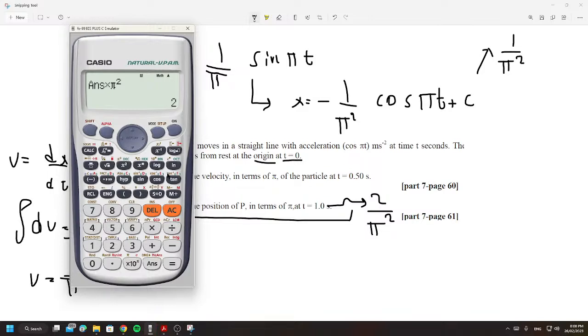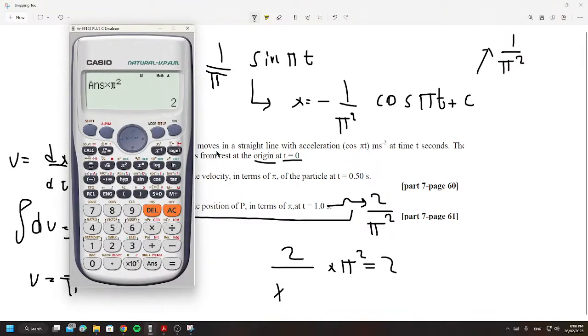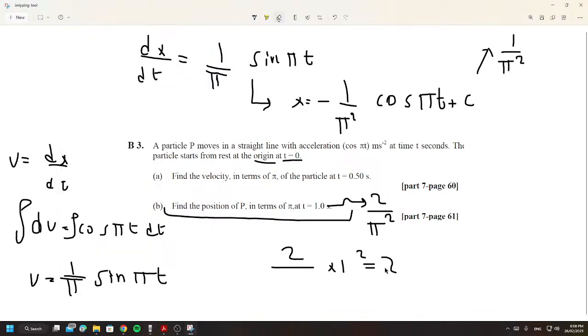So therefore it is 2 over pi squared. We multiplied something by pi squared to give us 2. In this case, x is equal to pi squared, right? So our final answer is 2 over pi squared.